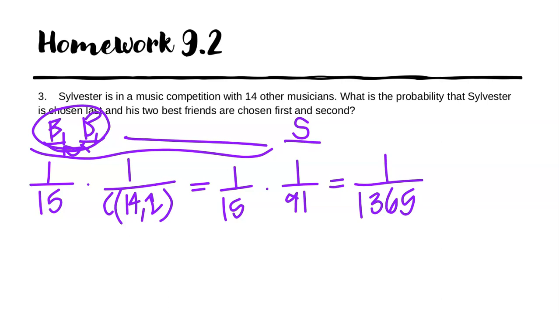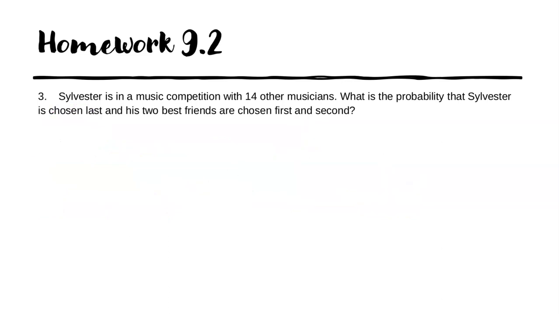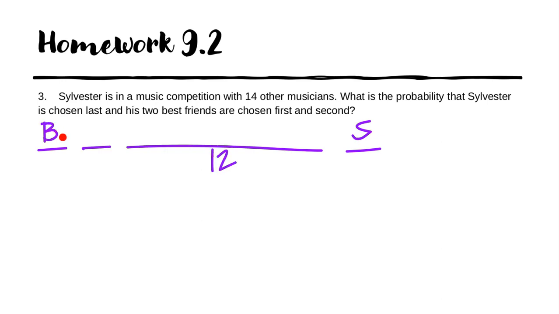Another way you could have done this is to use a permutation. For a permutation, you have the same idea: 2 best friends, the remaining 12 people, and then Sylvester last. So these are the 12 people. This is best friend 1. This is best friend 2. If you take into account every single person that's here, you are finding an arrangement of 15 different people.